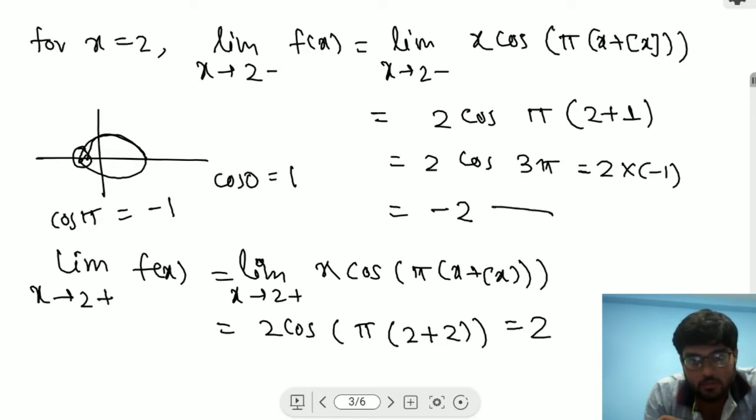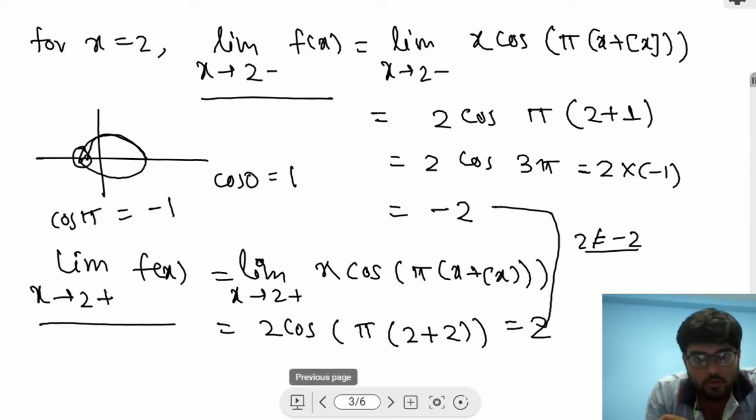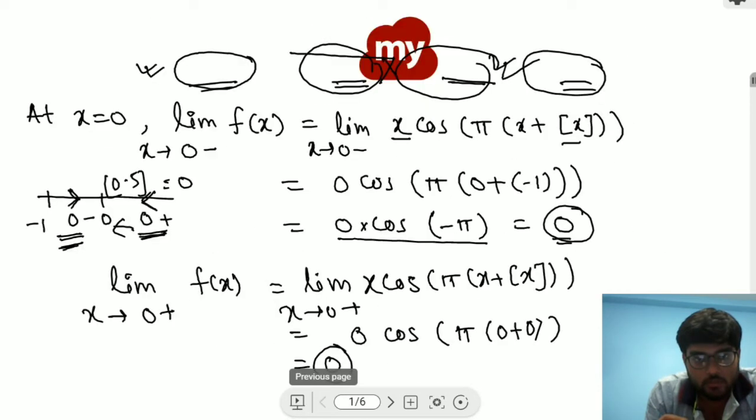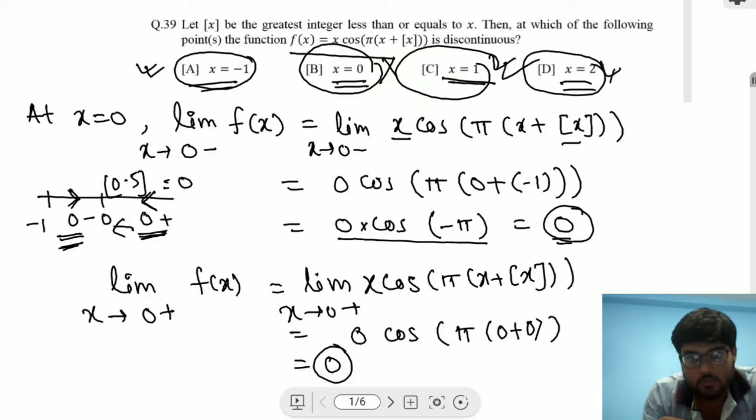So again 2 is not equal to minus 2. The left hand limit and right hand limit are not equal, so this is discontinuous again. So we got our options: A, C and D are the correct options.